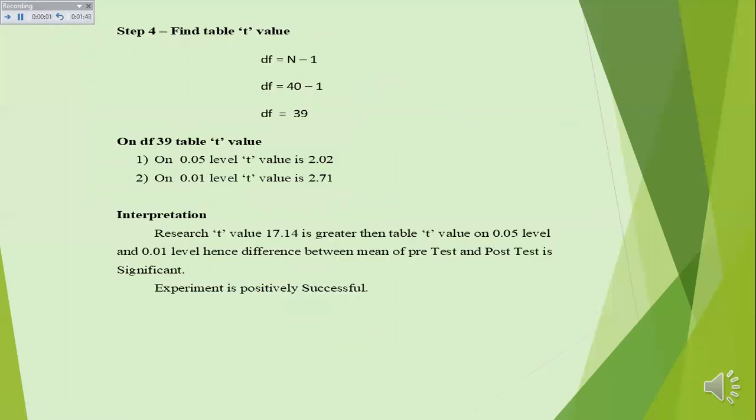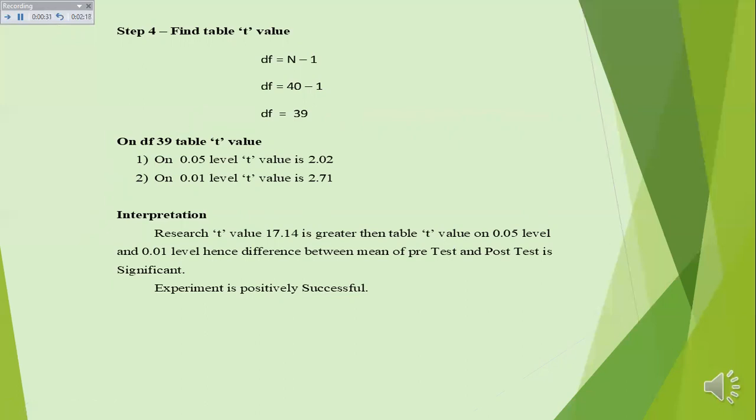Now, finding table t value. For the table t value, we have to find out degree of freedom, df. Formula of degree of freedom is n minus 1. We know number of students is 40, hence our degree of freedom is 39. So we have to find out both levels in table t value, that is 0.05 level and 0.01 level. This is the standard level.